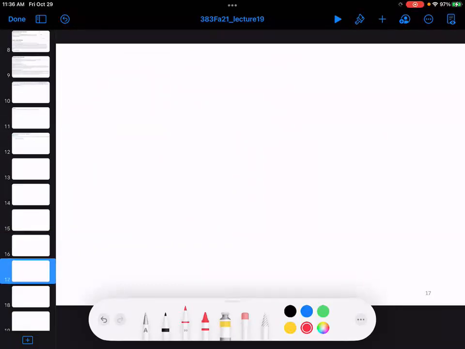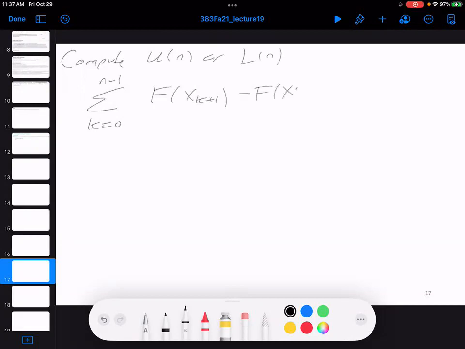Okay, so we now know that the upper and the lower sums converge. They converge to a common value, and it is the area under the curve. Now we just need to compute what they are. And so how do we do this? So now we want to compute UN or LN. But what we're going to do is a telescoping sum. So let's look at F. Let's look at the sum k goes from 0 to n minus 1 of F of x k plus 1 minus F of x k.